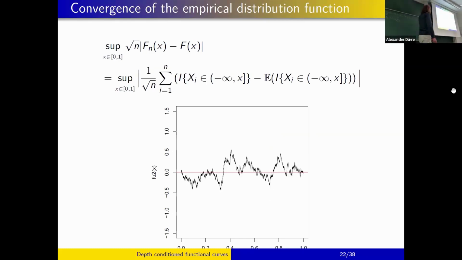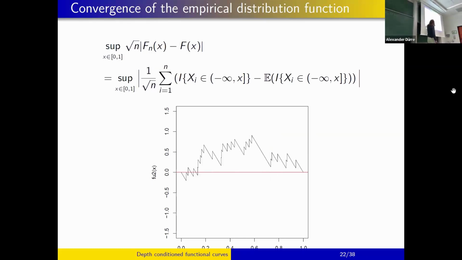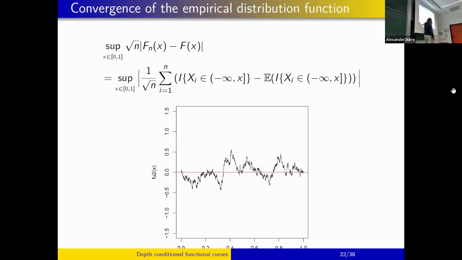Now I plot the difference between the empirical distribution function and the theoretical values. You see that this converges against some kind of process. I'm not sure how much you know about processes. It looks like a Gaussian process, like a Brownian motion. But it's a special Brownian motion because in the last point, in point 1, it's 0. So it converges against a Brownian bridge. That's a Brownian motion conditioned on the last value being 0.